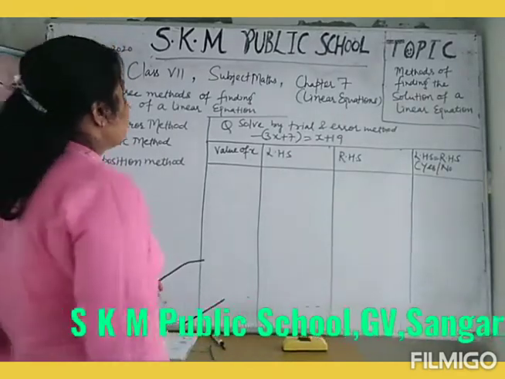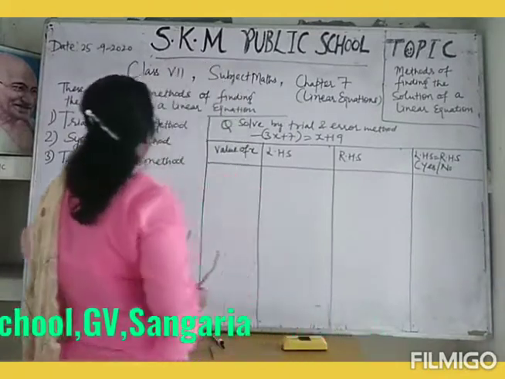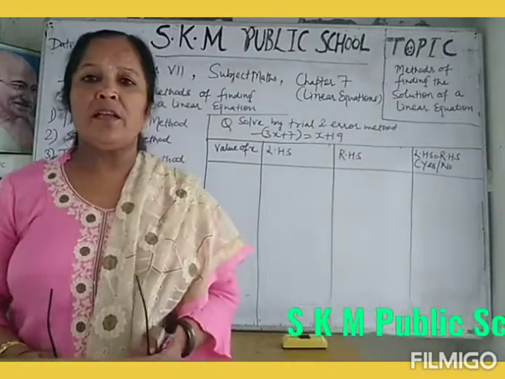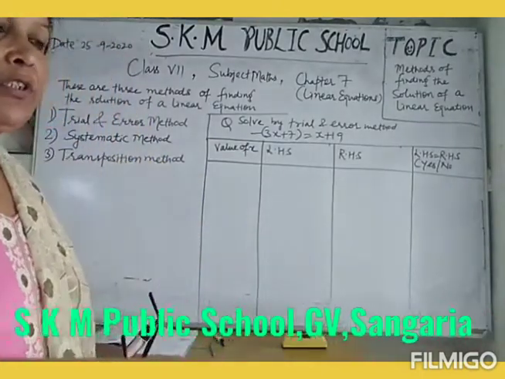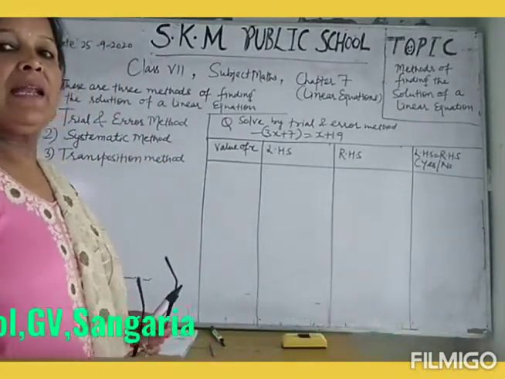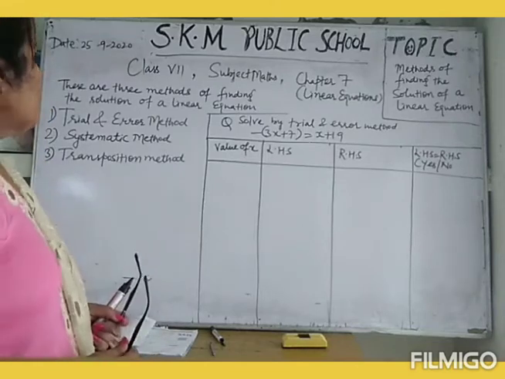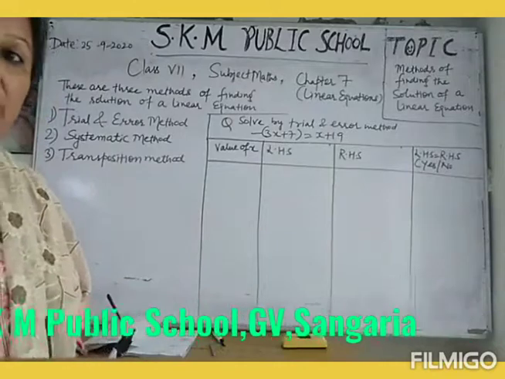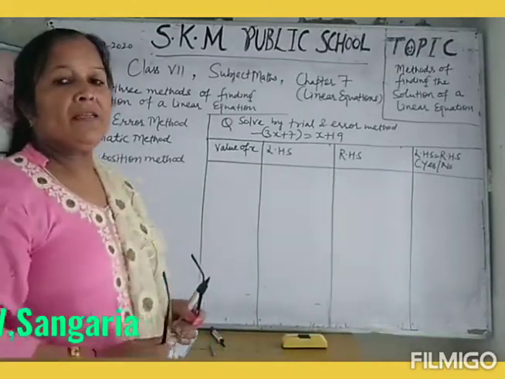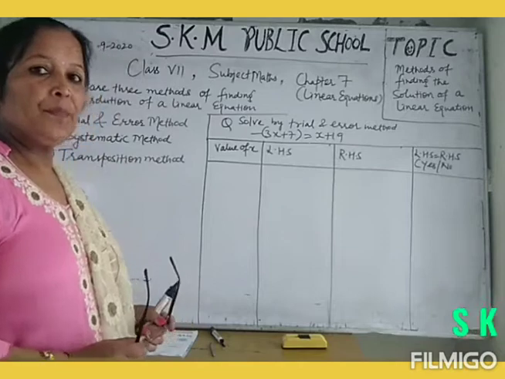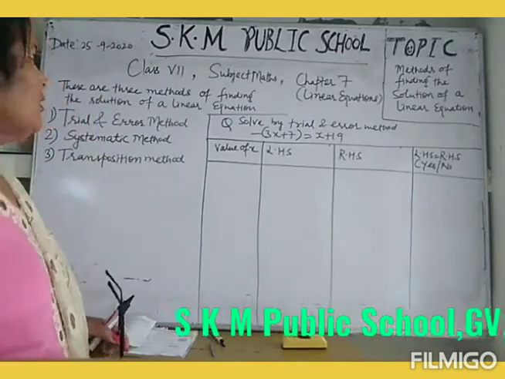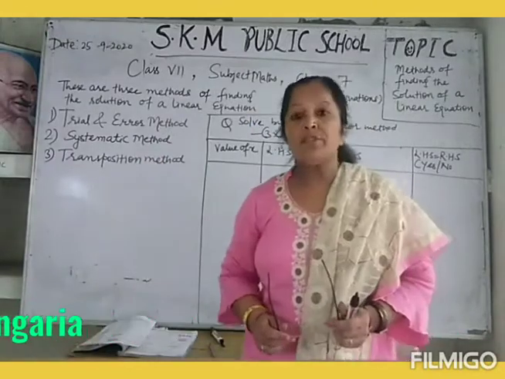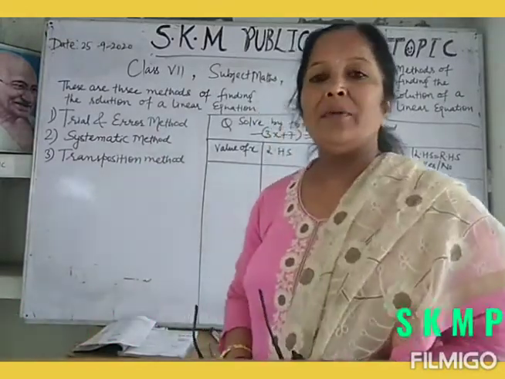Now, first of all, how many methods are there of finding the solution to a linear equation? There are 3 methods. Number 1 is trial and error method. Second is systematic method, and third is transposition method. So today I am teaching you the first method, trial and error method.